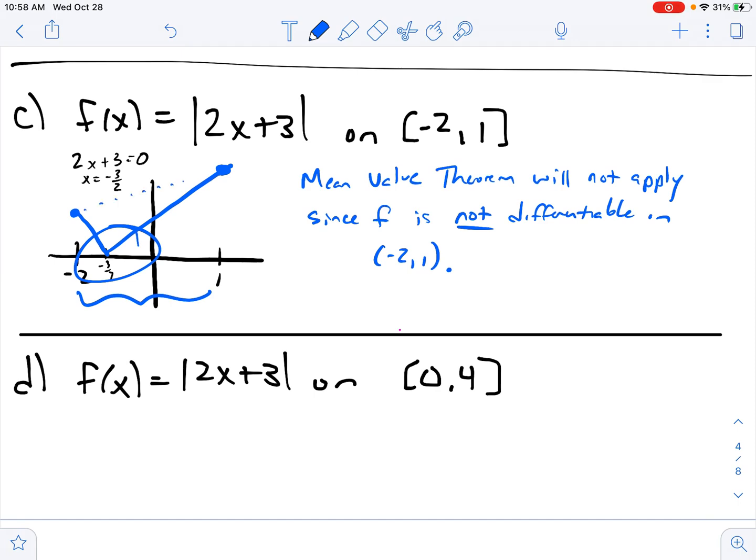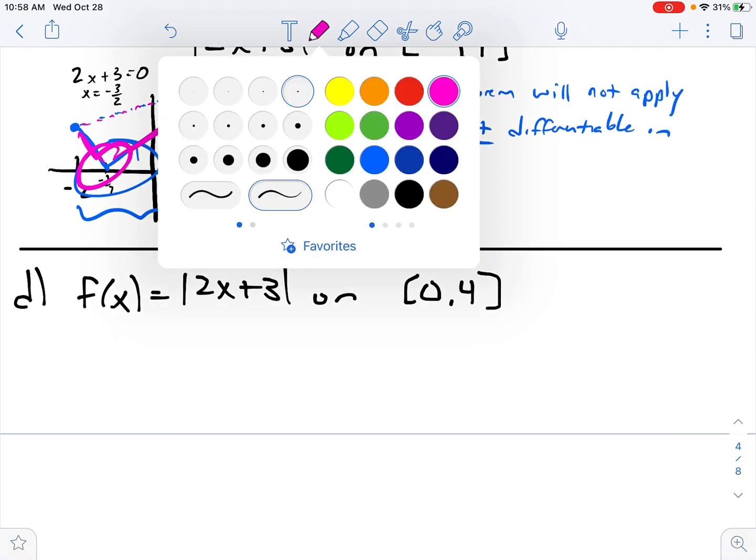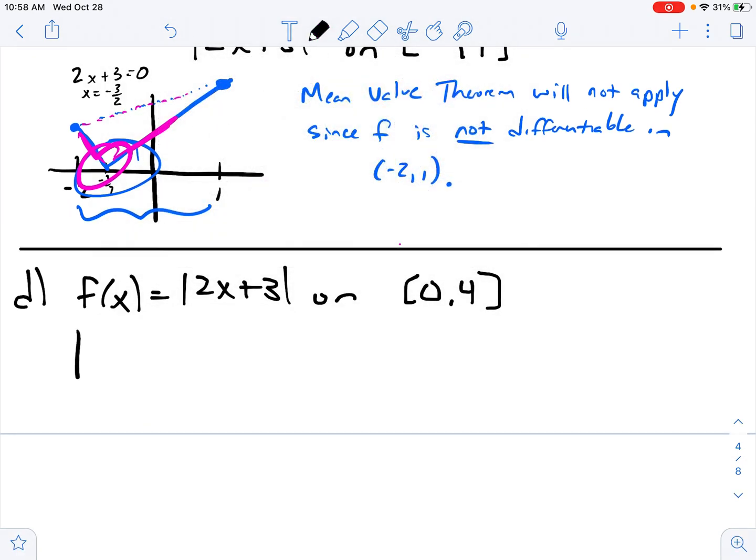There's, in fact, nowhere there's going to be a slope of this function that has the slope of that dotted blue line. There's only two slopes. There's this negative slope and that positive slope. Never do we hit a slope like that because it's not differentiable. Okay? Well, let's try to change up the interval. So same function, different interval now. Okay, we're on the interval from 0 to 4 this time.